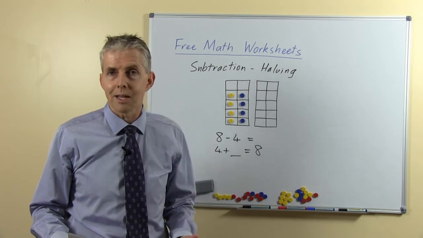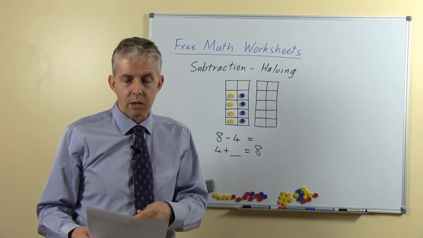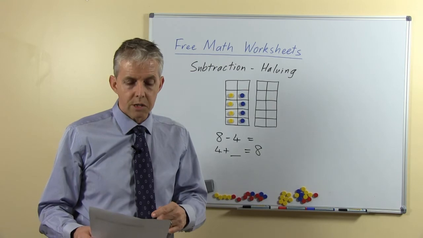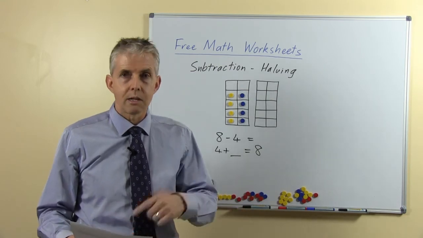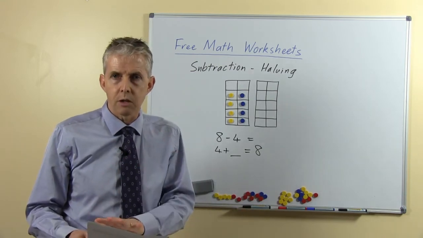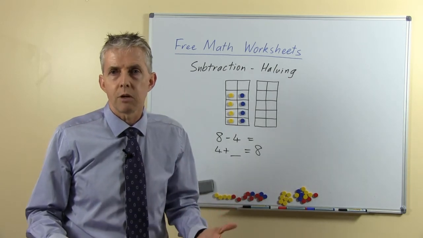All you have to do is repeat the second number. So 6 take away 3 is 3, 4 take away 2, that's 2, 16 take away 8, that's 8. So if you had a page full of those, the students could get all the answers right without thinking.